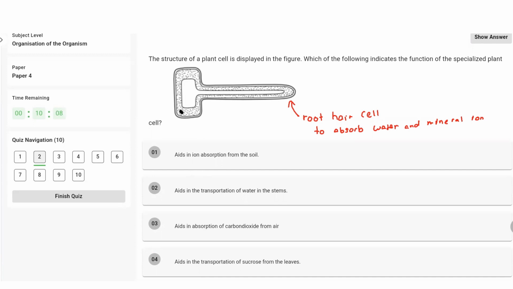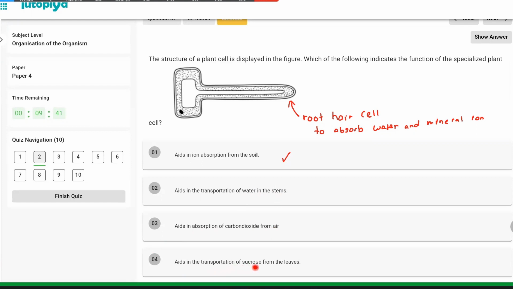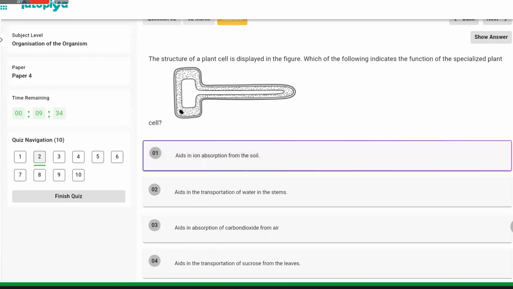So the first answer is that it aids in ion absorption from the soil. And yes, that is correct. But let's also take a look at the other answers. The second answer states that it aids in transportation of the water. That is wrong because transportation of water is done by the xylem vessels. And the third answer states that it aids in the absorption of carbon dioxide from air, which is again wrong. And the fourth answer states that it aids in transportation of sucrose, which is again wrong. So the answer we have to choose is answer 1 over here.